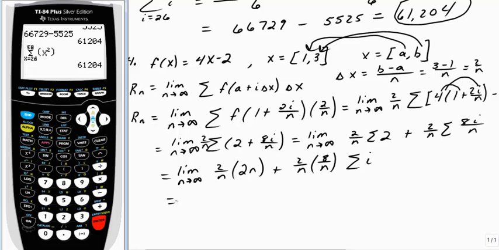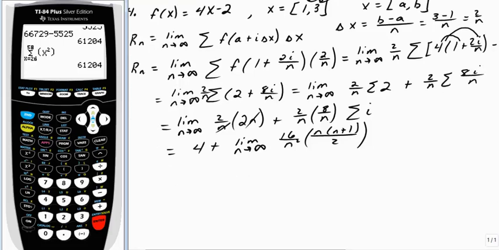doesn't need the limit as n approaches infinity anymore, because the n just cancels out of it anyway. I'll say I'm going to have 4 plus, the second one does still need a limit as n approaches infinity, and I'll have 16 over n squared. The summation of the i's is equal to n times n plus 1 over 2. Okay, so now I have 4 plus this limit as n approaches infinity.